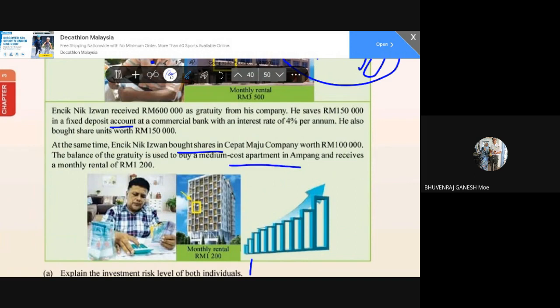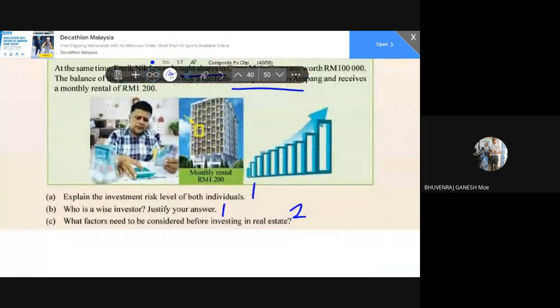In terms of share, yeah, correct. Share is high risk. Then how about fixed deposit? Fixed deposit is low, correct. And then real estate. Okay, good. Yeah, you passed it already. Yeah, so that's how we do for part A.